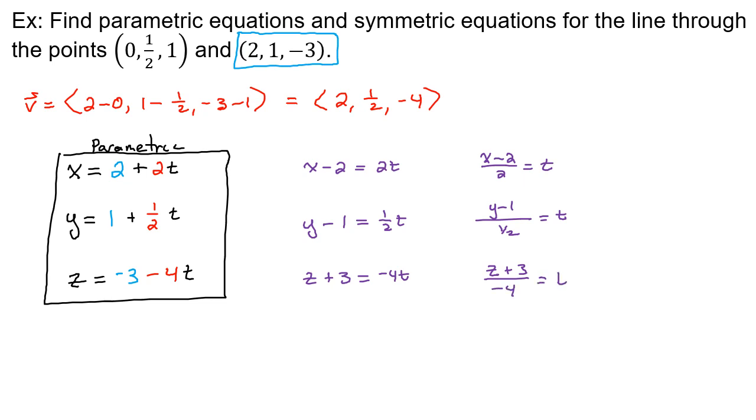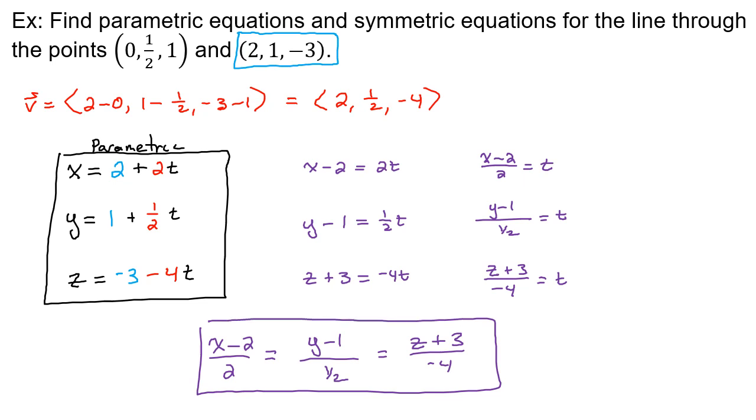Since they're all equal to t, then I set them all equal to each other. (X minus 2) over 2 would be equal to (y minus 1) over 1/2, which would be equal to (z plus 3) over -4. These are my symmetric equations for the same line. Notice the way that I have it written here, the numbers across the bottom are from the vector v. The numbers that are subtracted on top are from the point that I used. So if you used the other point, you would have different numbers on the top. So hopefully that makes sense.